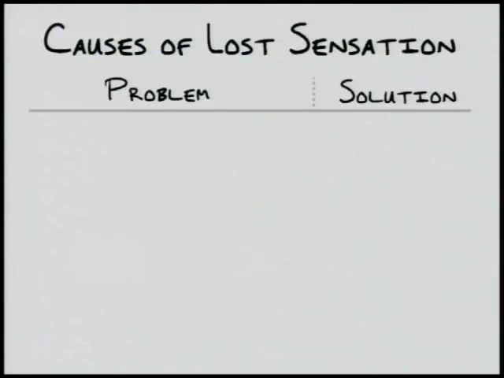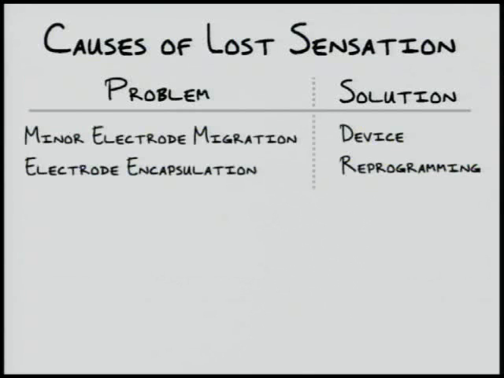Now that the basics of impedance, troubleshooting, and device function have been covered, here are a couple clinical scenarios illustrating these points and integrating the concepts. If a patient presents with a loss of sensation in the perineal area, the device is likely not providing sufficient stimulation. If this is due to minor electrode migration or electrode encapsulation by the natural immune response, patient sensation can often be restored by reprogramming the device.